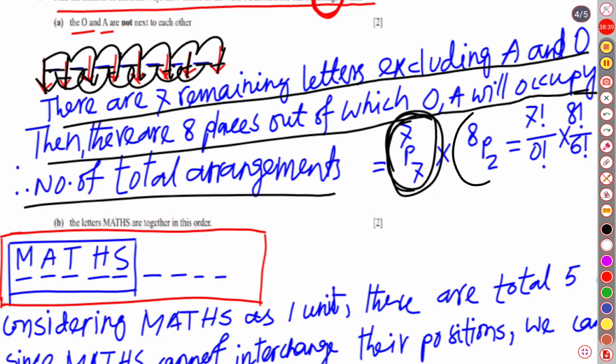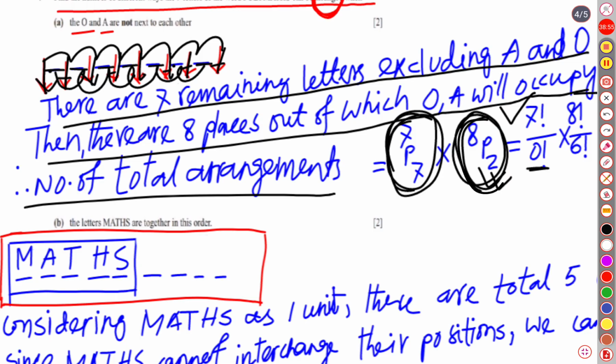Then there are 8 places for O and A. Out of 8, they will be arranged in 2 places, so 8P2. It is 8P2. So 7P7 means actually it's 7 factorial, you know, the numerator. If you subtract, it will be 0.